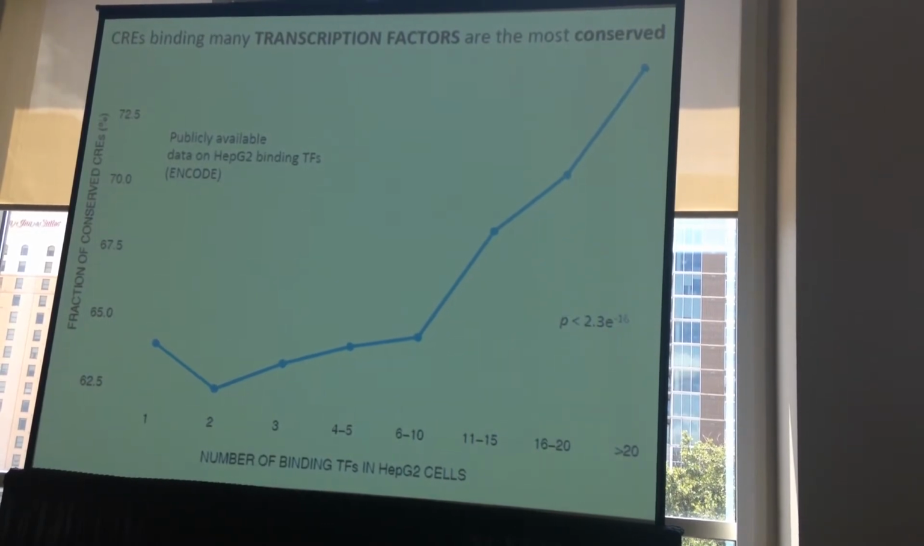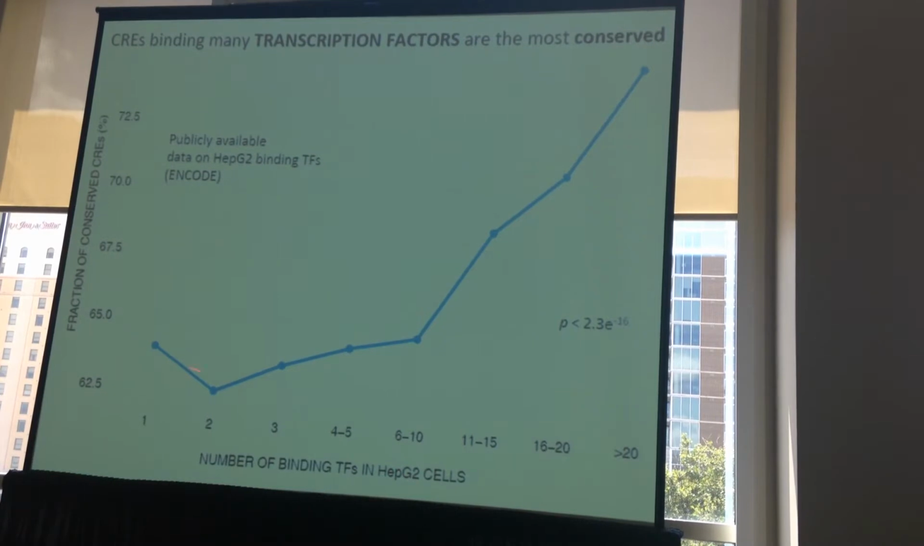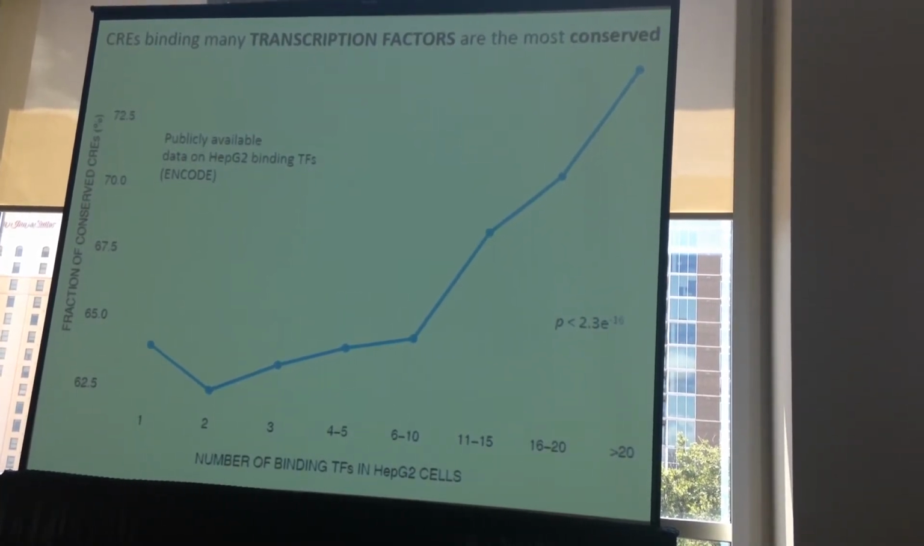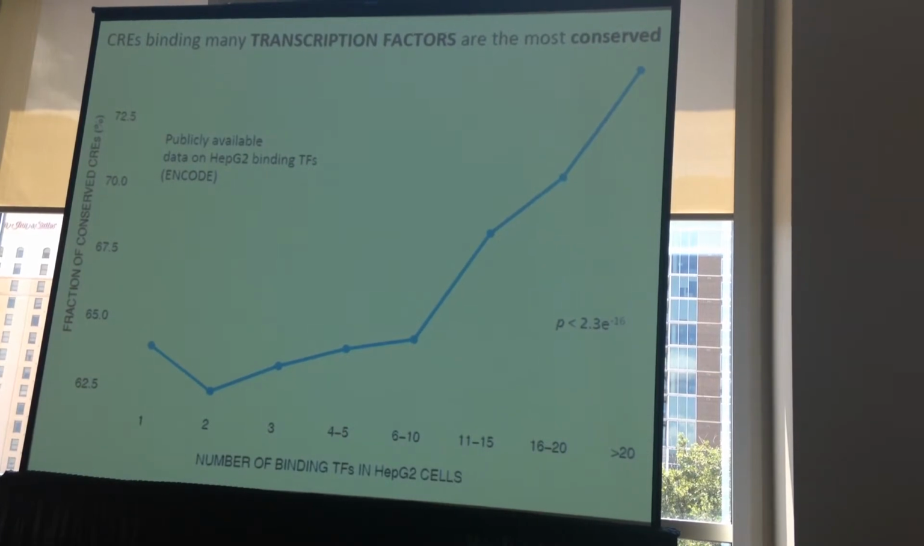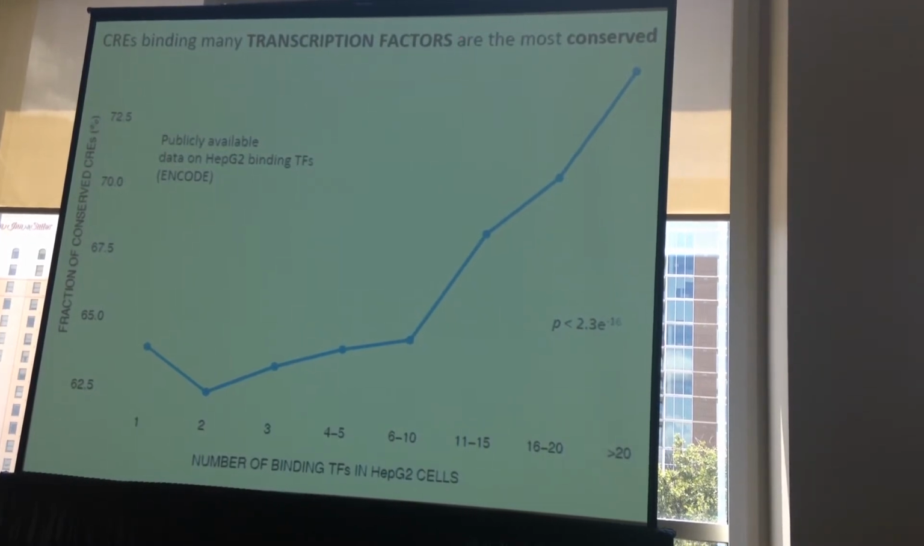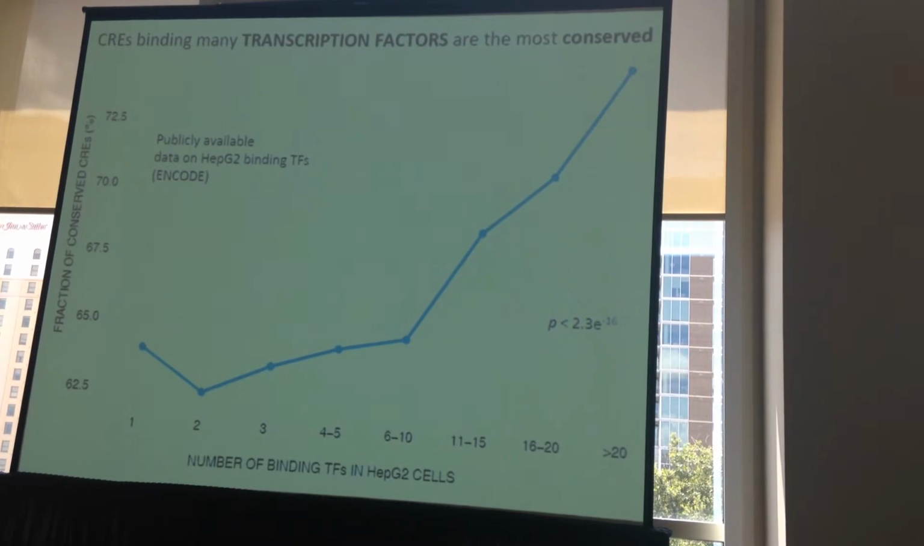And again, in the X, we have bins with the number of transcription factors binding our regulatory elements. And again, in the Y, we have the fraction of conserved enhancers within these bins. And again, we see that the number of transcription factors binding a specific enhancer is highly correlated to the fact that this enhancer is conserved across species.